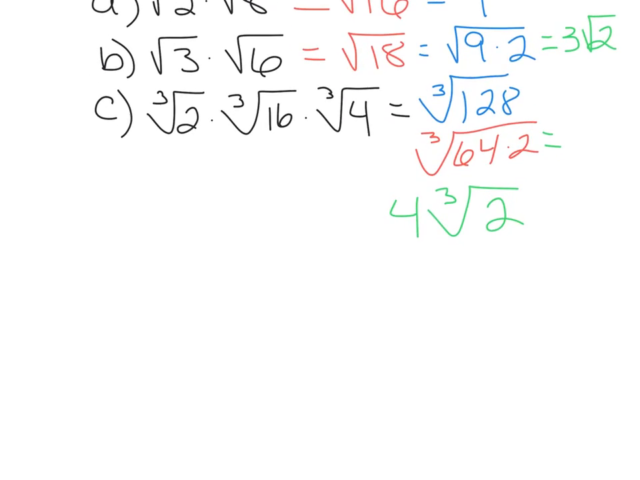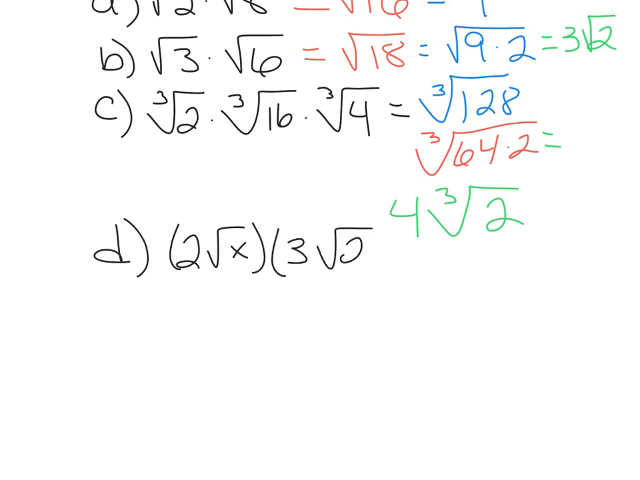Letter D says 2 times the square root of x times 3 times the square root of 2x. And now this is the first time we see that there are coefficients on the outside. You multiply the coefficients first. So 2 times 3 is 6. And then you multiply underneath the radical, the square root of x times the square root of 2x. You just multiply x times the 2x, and that's going to stay under the radical. So that would be 2x squared.